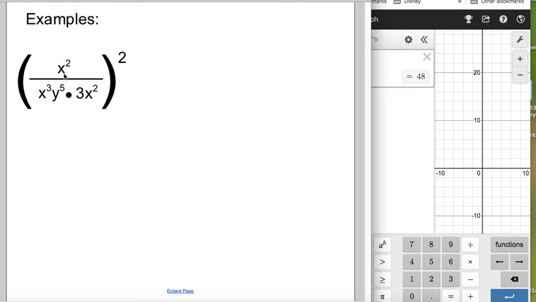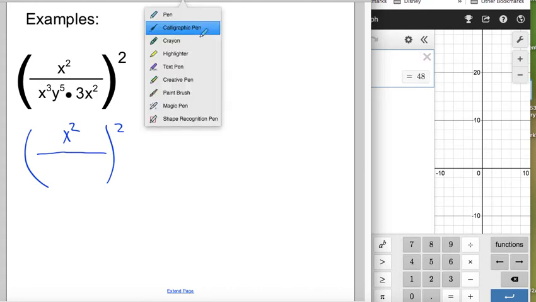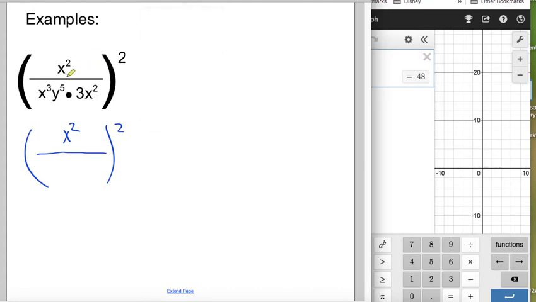So the numerator cannot be simplified currently, but the denominator has some stuff going on that we can simplify. So I'm going to start by copying the numerator and my fraction bar and copying this power of 2 out here so I don't forget about any of that. And next I'm going to look at the denominator. As far as coefficients go, I only have this 3 right here. So the coefficient on the bottom is just going to be the 3, and I'm going to write that in the front. I have like bases of x's, and then I have this y here.